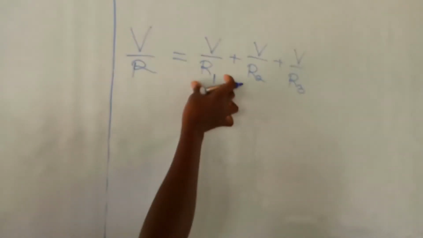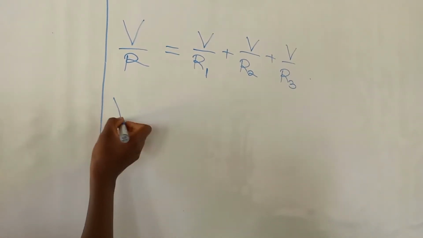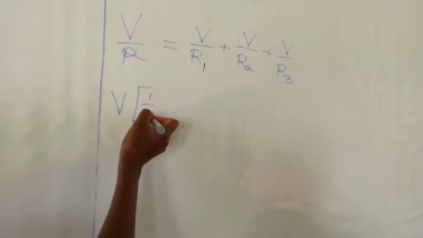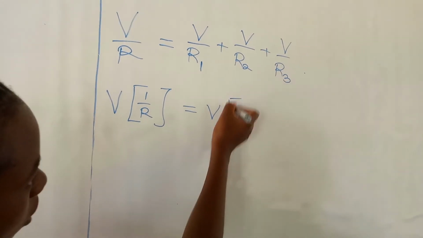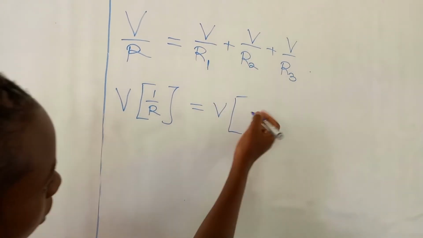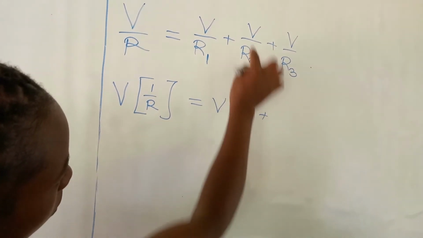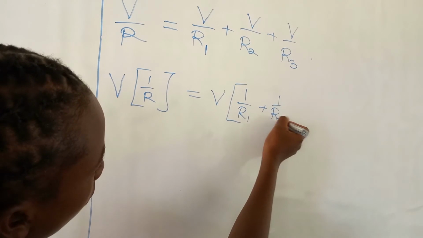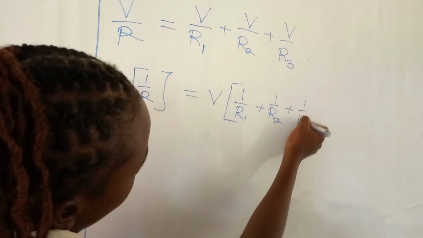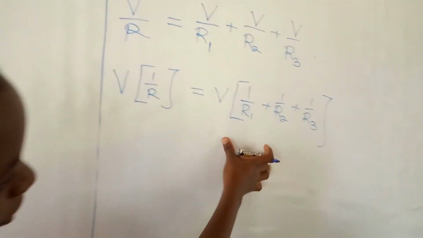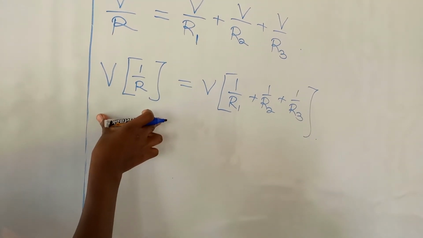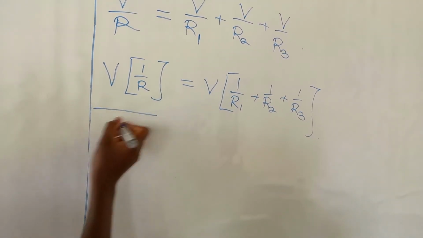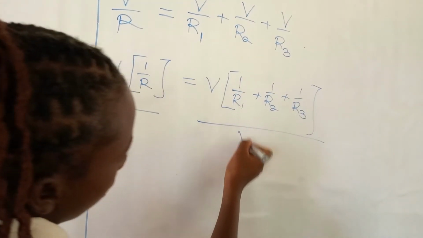Now we are going to factor out the common factor. You can see V is appearing in each term, so we are going to factor it out. V into 1 over R is equal to V into what remains, which is 1 over R1 plus 1 over R2 plus 1 over R3. V is common on the right-hand side, and it is also appearing on the left-hand side, so we are going to divide both sides by V for it to cancel out.